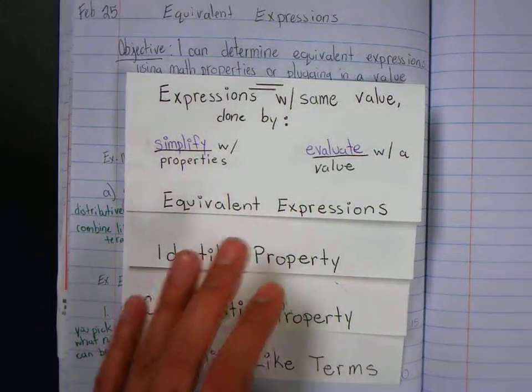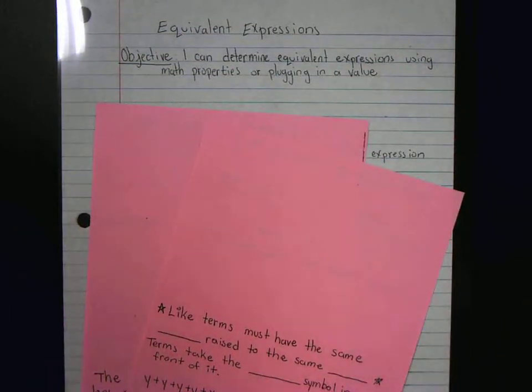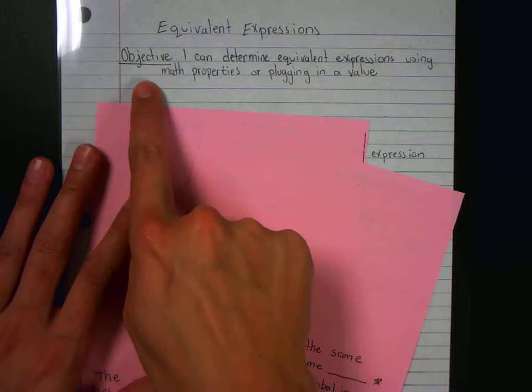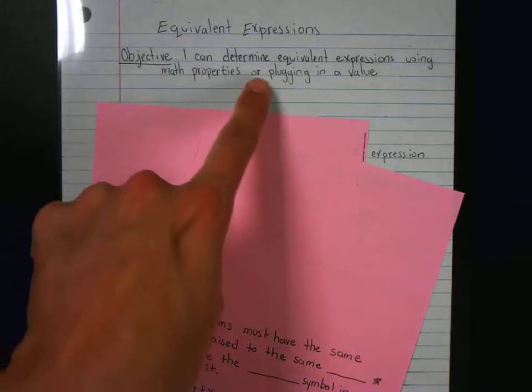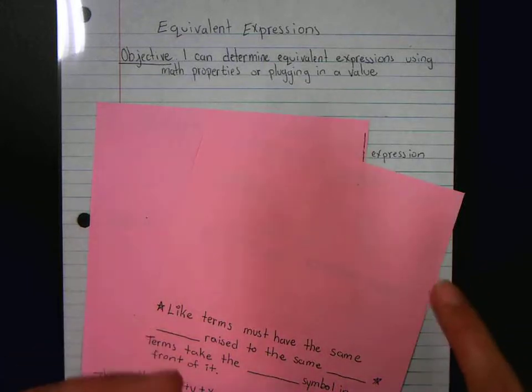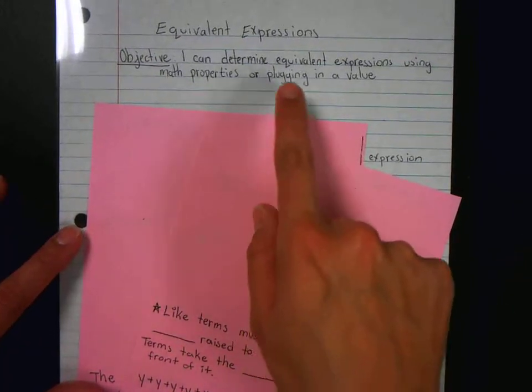First off, when we talk about equivalent expressions, remember we're talking about expressions that look slightly different but have the same value in the end, or when we plug in the same value, we get the same answer. Today our objective is: I can determine equivalent expressions using math properties or plugging in a value. This lesson mostly focuses on the math properties, but we are going to go over some examples where we plug in a value.